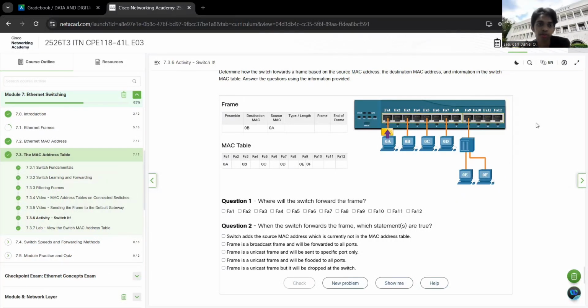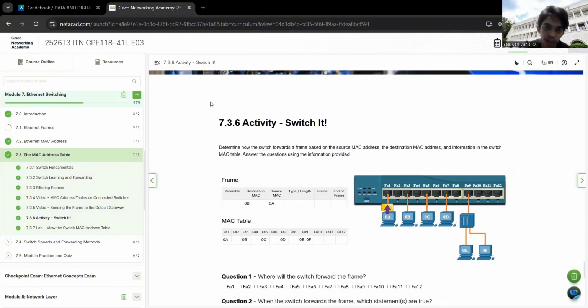I am a third-year computer engineering student in Mapua University and currently taking course CPE118-41L, section E03 under Engineer Marian Sehera. So today we are tasked to answer an activity in netacad.com, which is the 7.3.6 activity entitled Switch It.